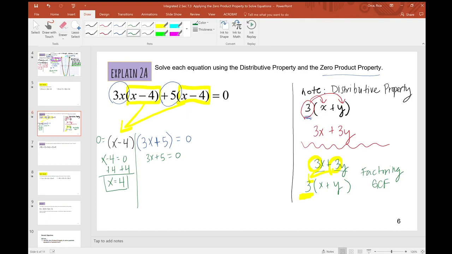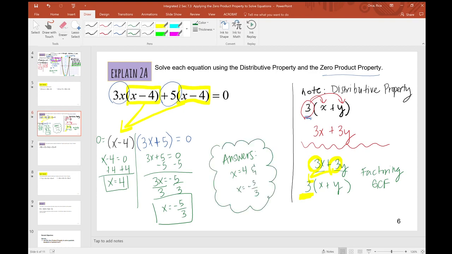In our second equation, we're going to subtract 5 from both sides. That's going to give us 3x equals negative 5. Divide both sides by 3. X equals negative 5/3. And those are our solutions. So the answers are x equals 4 and x equals negative 5/3.